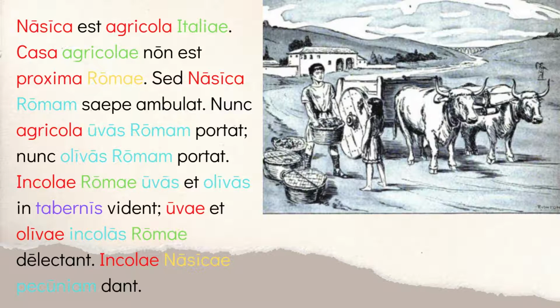So you have to be nearby to something, which makes Romae dative. So you're saying the house, or the cottage maybe, of the farmer is not close to Rome, right? So he doesn't live near Rome, which makes sense. You wouldn't be in a city, you'd be out in the fields.